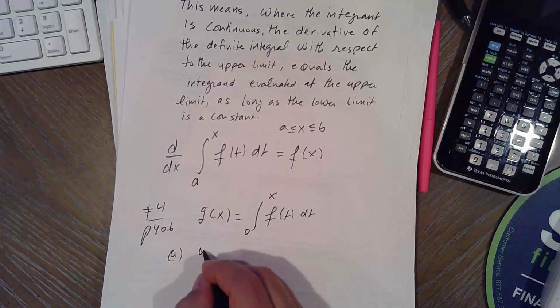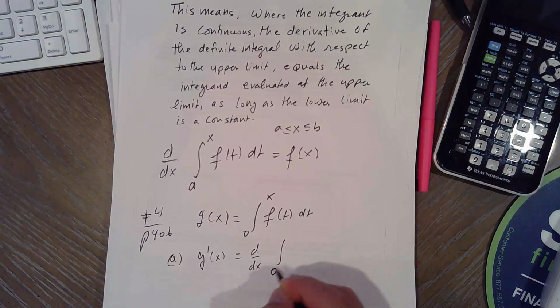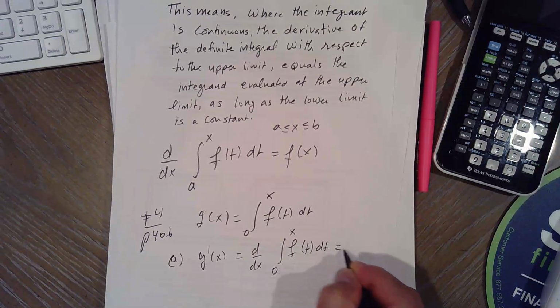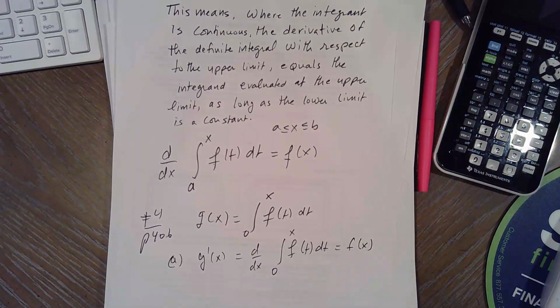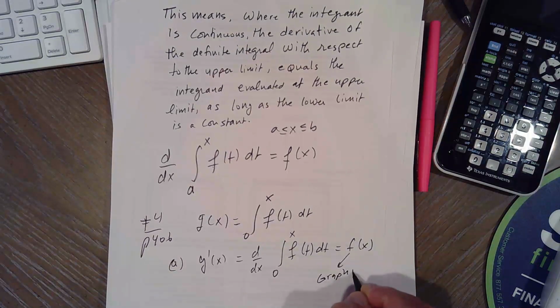Okay, to find g prime, it's the derivative of the definite integral, which is f of x, and we already have the graph of f. It's already graphed for us. So this is the graph in the book.